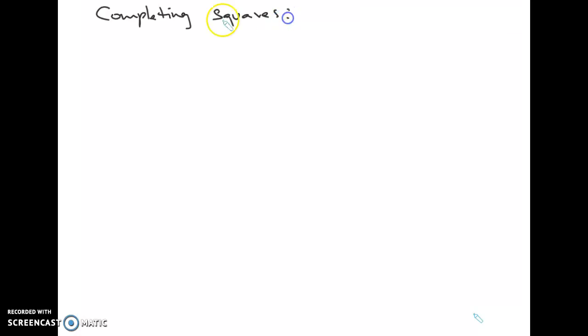Alright, we're going to work on completing squares. I'm going to first go over with one question how to do this, and then we can do the other ones too. I'm going to start with a kind of difficult one, so that way you know what type of questions you can get. So let's do a question like: solve by completing squares.